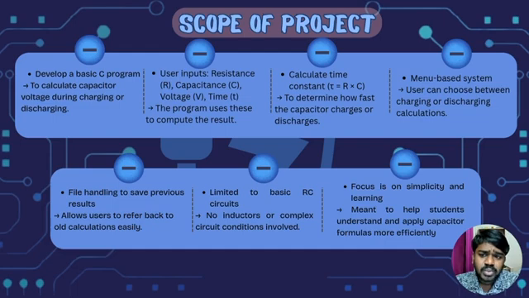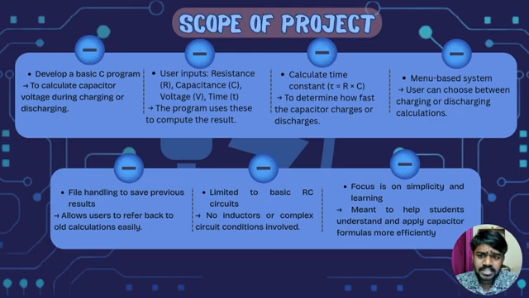The second one is user input. The user inputs capacitance C, resistance R, voltage V, and time. The program uses these to compute the result. These four values are essential in calculating how the capacitor behaves in a circuit. The user is prompted to enter them manually, helping reinforce understanding of what each value represents.